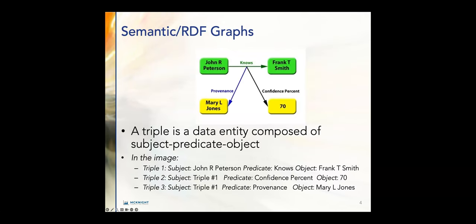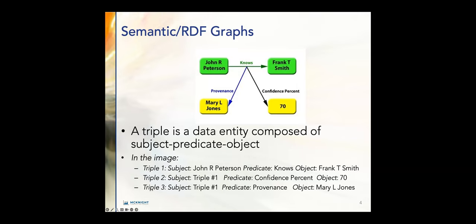Now, the other type of graph for which there are a lot more graph databases in the market because it's based on a published paper is called semantic or RDF graphs. So a semantic representation has what's called triples. And the triple is a subject, predicate, object. And here we see an example of three triples. Triple number one is the subject is John Peterson. And the predicate is knows, because he knows, apparently, Frank T. Smith. So that's your first triple, simply put.